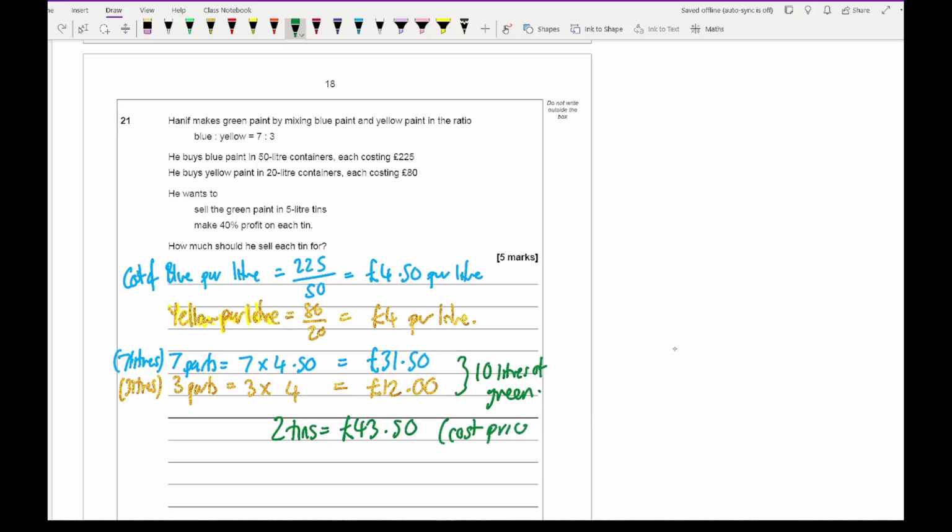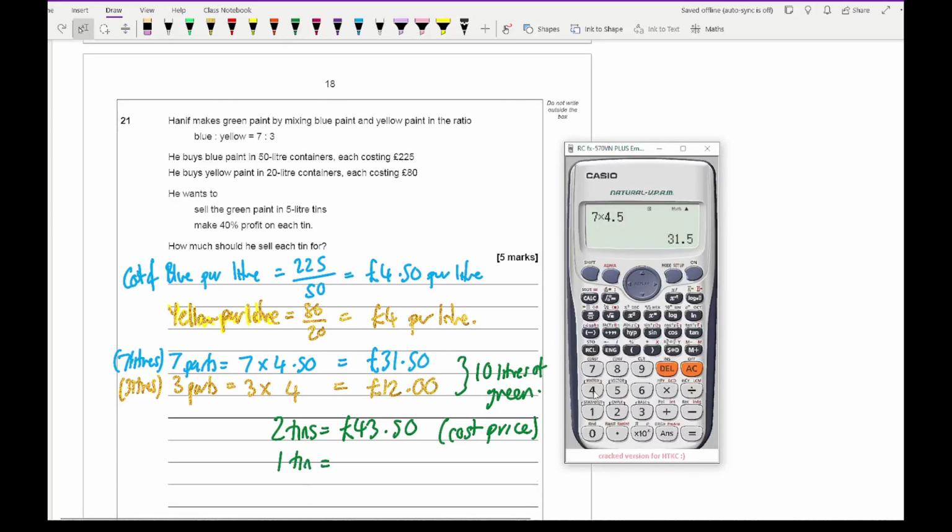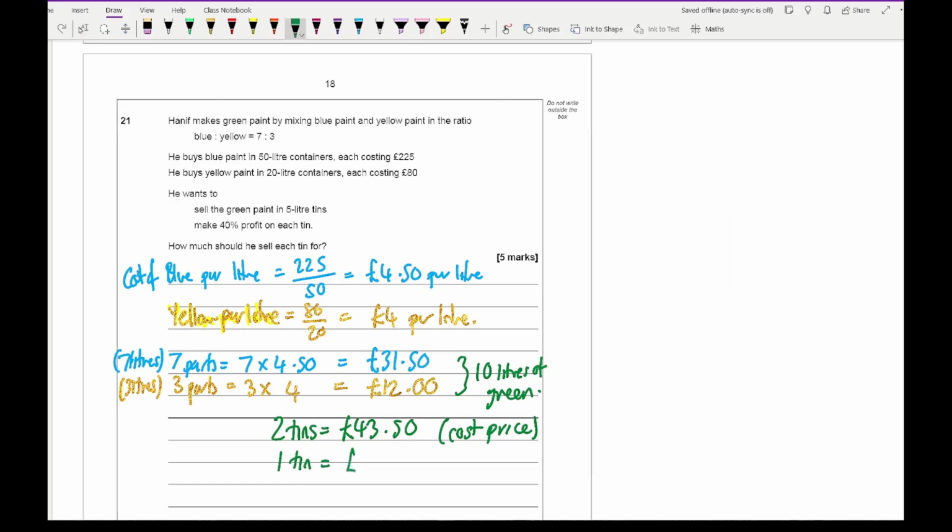So what I then need to do is first of all work out the price of 1 tin. So 1 tin is going to be half of this. So again, just go for the calculator. 43.5 divided by 2 equals £21.75.